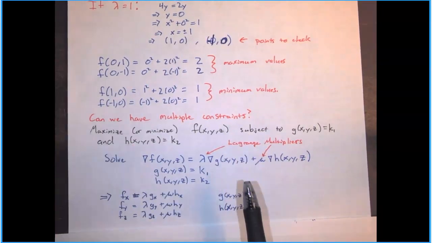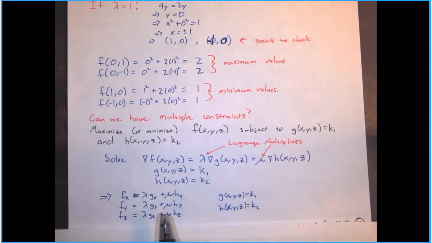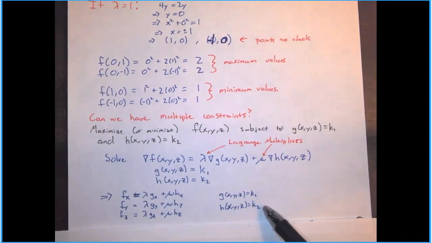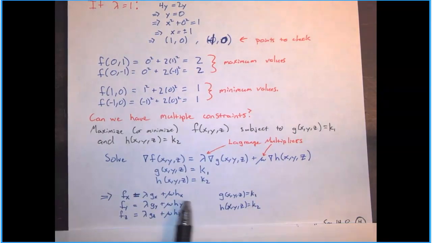I have it written out here. These are just the 3 equations making up that gradient equation above. Again, the gradient of f is equal to lambda times the gradient of g plus mu times the gradient of h. And then the two constraints, g equal to k1, h equal to k2. The 5 unknowns are x, y, and z, so the points that satisfy these 5 equations, and then lambda and mu, my 2 Lagrange multipliers.